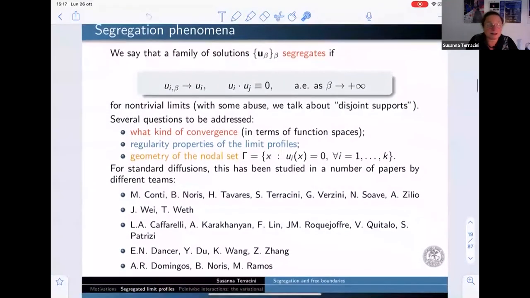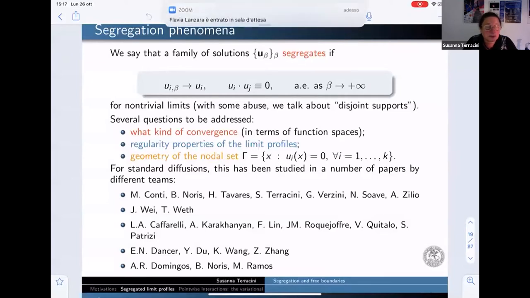Okay, and these points have been the object of a nowadays rather rich literature, starting from earlier papers by Dancer, Wang, and Zhang, and then by people connected to my research group, the group of Caffarelli, and other people in, let's say, the 2010s more or less.